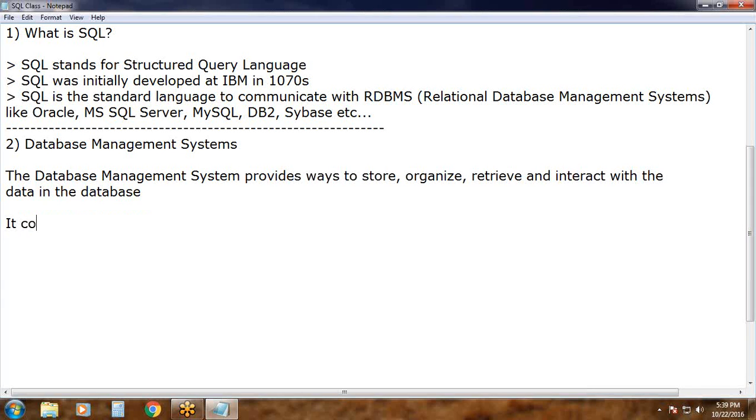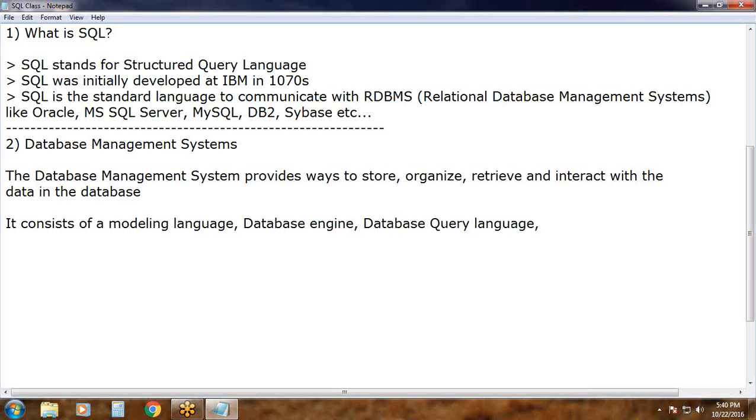It consists of a modeling language. Next, database engine. Next, database query language, such as SQL, and transaction mechanism.